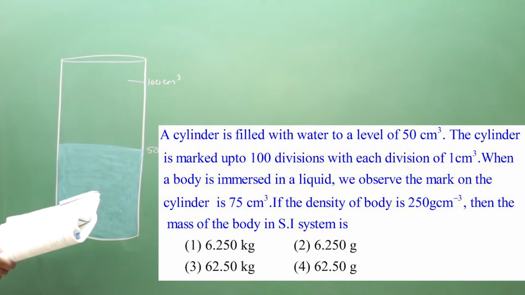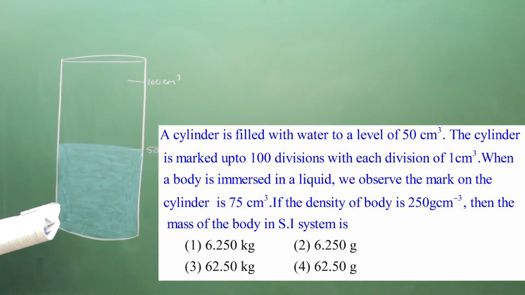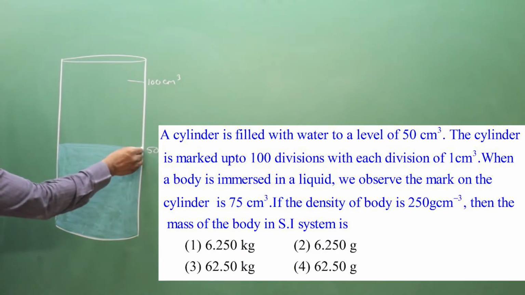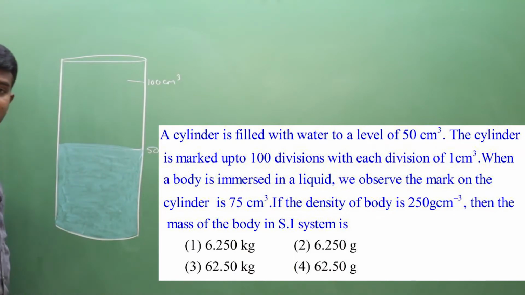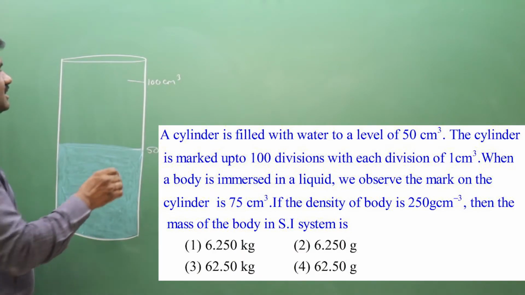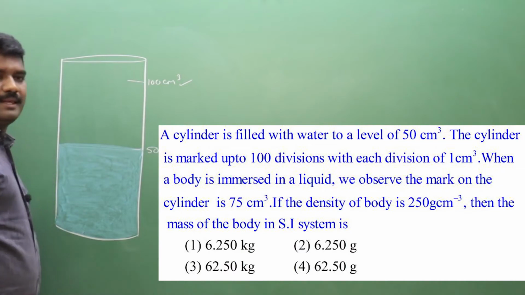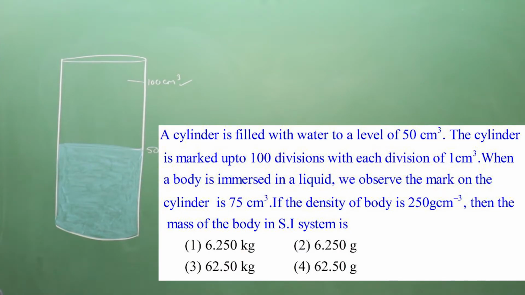A cylinder is filled with water to a level of 50 centimeter cube like this. The cylinder is marked up to 100 divisions with each division of 1 centimeter cube. So it has 100 divisions and each division is equal to 1 centimeter cube. Means the 100th division is nothing but 100 centimeter cube. He is indirectly saying that the cylinder is marked up to 100 centimeter cube and it is filled with water up to 50 centimeter cube.